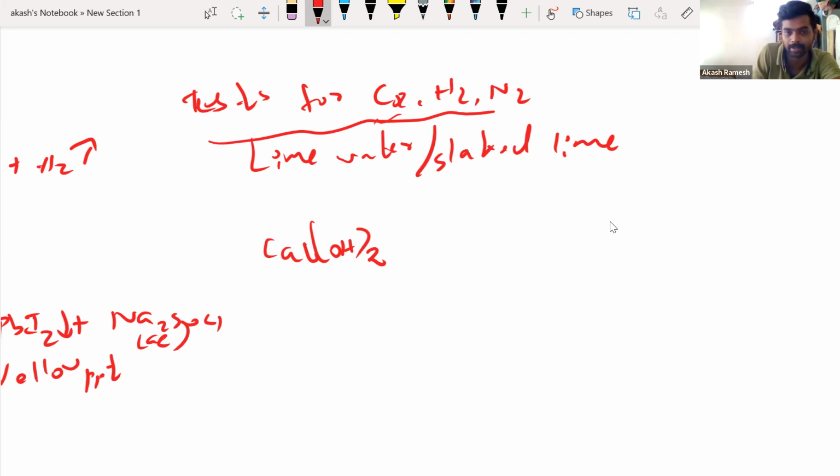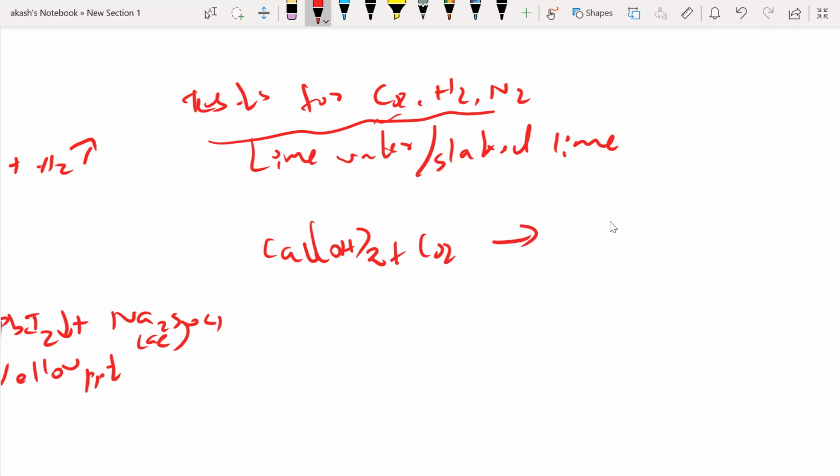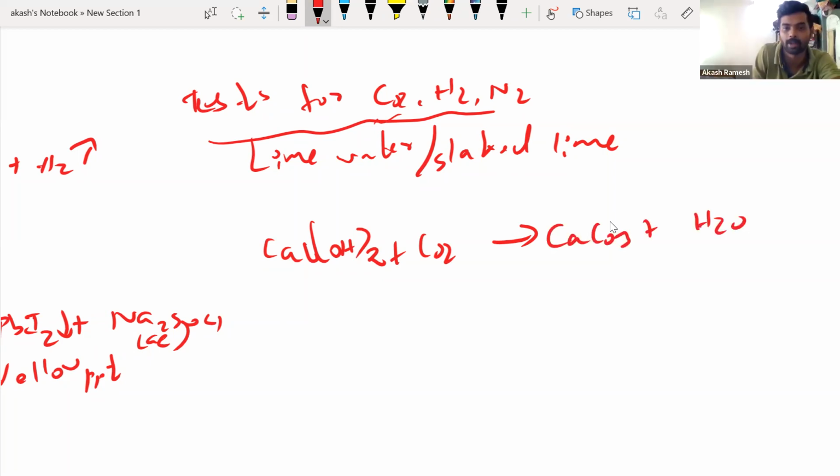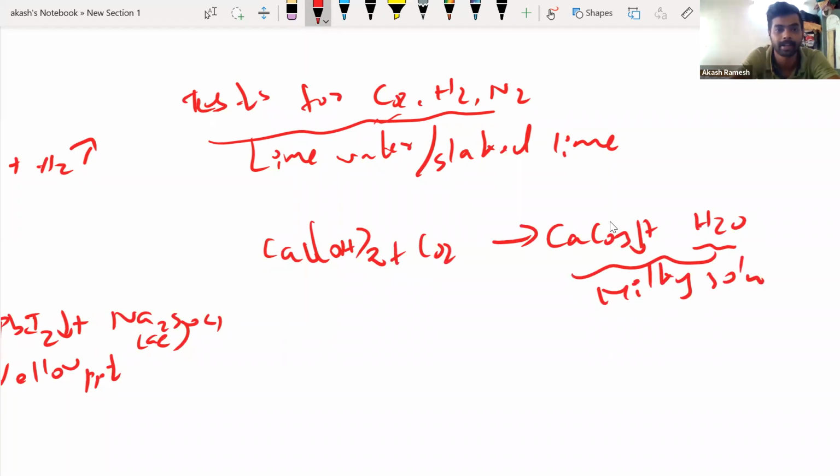Calcium hydroxide should react with carbon dioxide. It is going to form what? CaCO3 plus H2O. Yes, absolutely. Calcium carbonate plus water. This is a precipitate which will not dissolve in water, so it is a milky solution. That is what we say, lime water turning milky. That is the test you use for carbon dioxide.